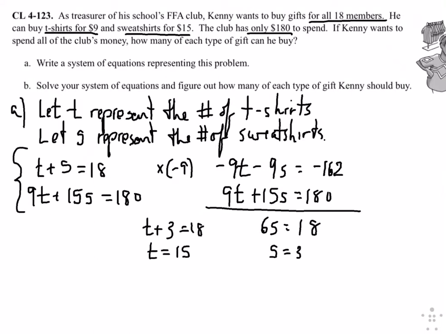So for B, so this was A, so for B was the solution, and we get 15 t-shirts and 3 sweatshirts. And then, of course, they can figure out who's going to get what.